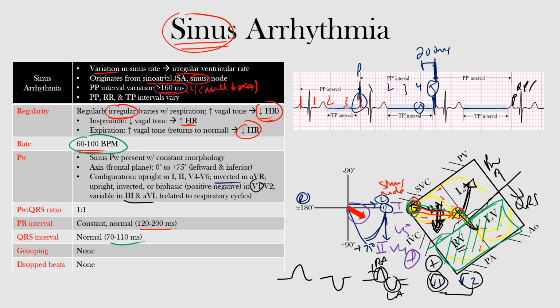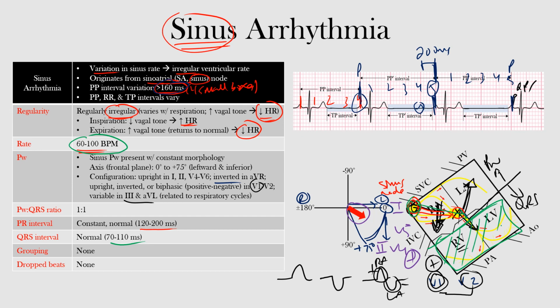And if we look at the next P to P interval, here's our next P wave. 1, 2, 3, 4, 5. So it's again the same duration between. So there is some regularity to it, but overall it's irregular. And that P to P interval variation is above 160 milliseconds. So that's what defines that sinus arrhythmia.